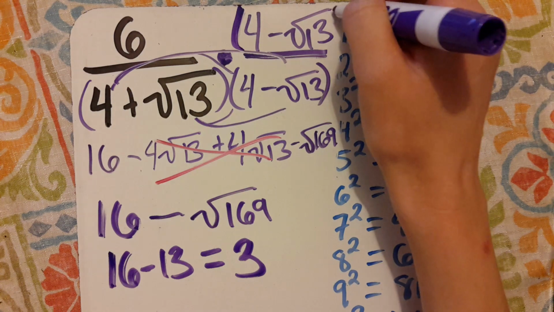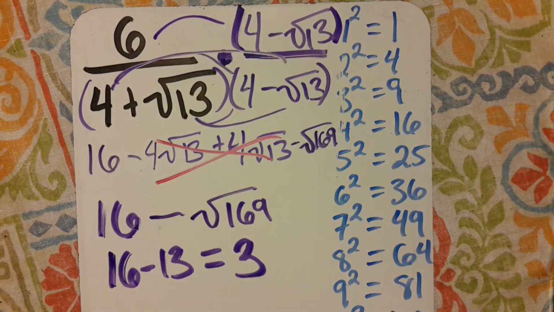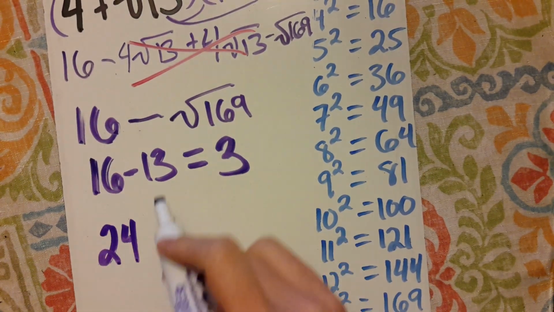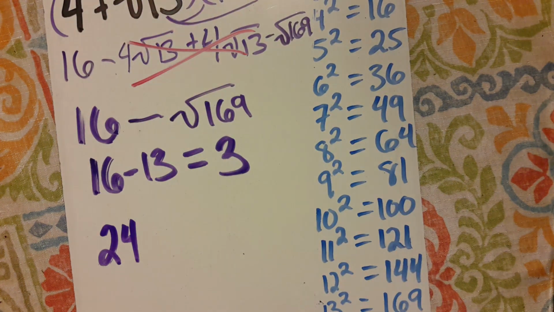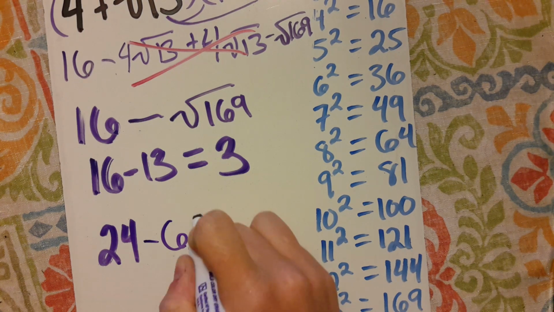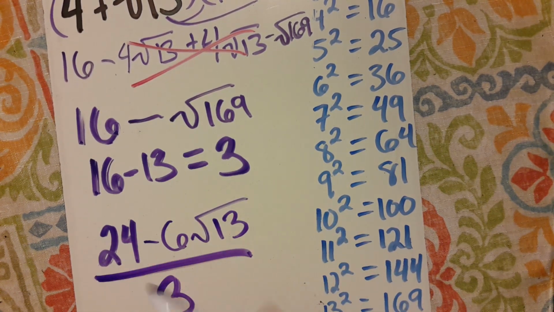On the top, what you're going to end up with is just regular distributive property. So 6 times 4 is 24. And then 6 times the negative square root of 13 is negative 6 square root 13. And it's all being divided by this happy 3 right there.